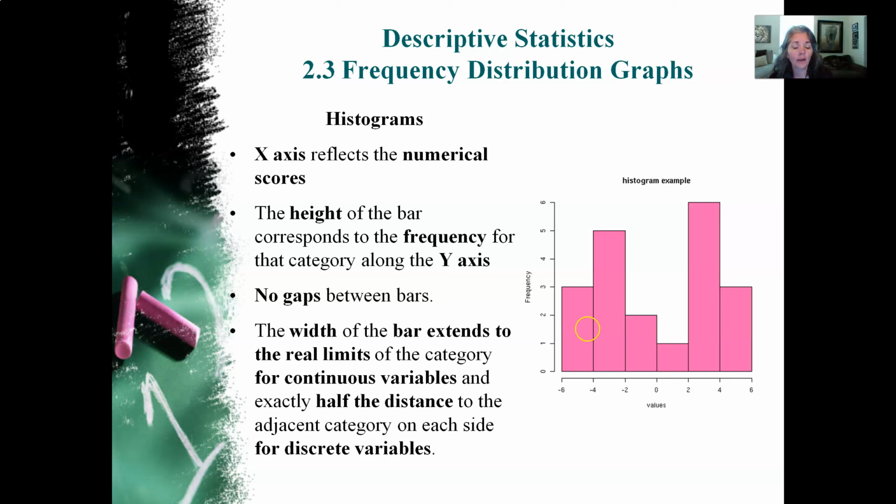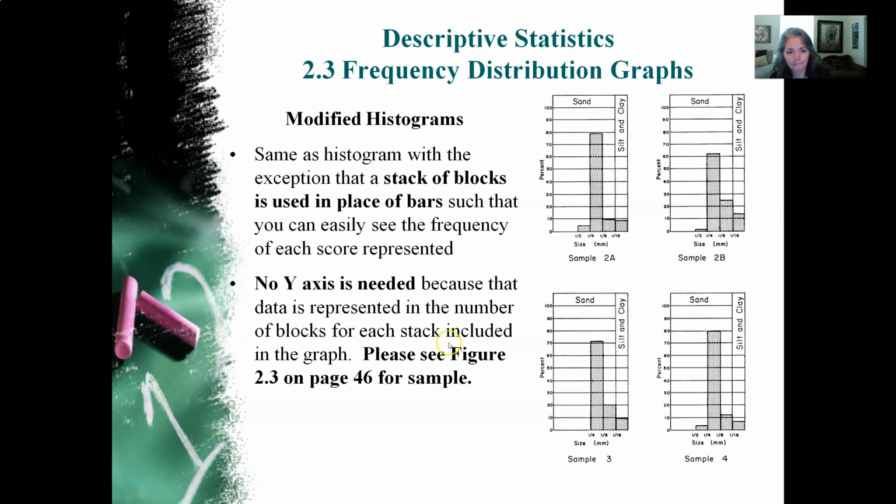So if I said you have to have somewhere between $9.51 and $10.49 in order to be in the 10 category, if this is the $10 category, this limit is going to be the $9.51 or $9.50, and then this limit over here to the right is going to be the $10.49. Okay, no gaps, no gaps.